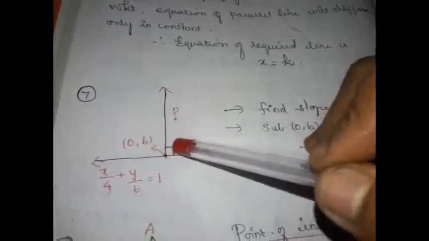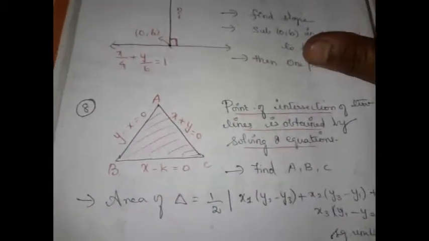This (0, b) lies on this line as well. So substitute the (0, b) here, x value as 0, y value as b. So we can very well find what our b is. So substitute here, and we come to know what our (0, b) is. Now we have a point and a slope, so go with the slope-one-point form. Right? Hope you understood.